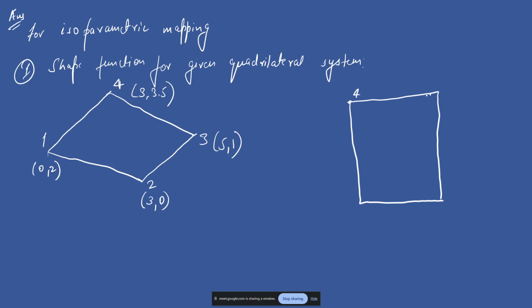So this is 4, 3, 2, 1. So this is the corresponding quadrilateral in your other Cartesian system. So this is minus 1, 1, this is 1, 1, 1, minus 1, and this is your minus 1, minus 1.